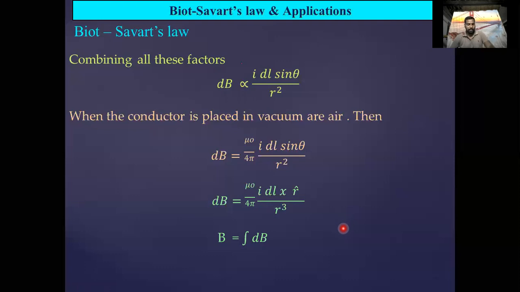straight and long current-carrying conductor. Another one is the magnetic field along the axis of a circular loop, and another one is the magnetic field induction due to the solenoid. Among these three, we have to explain only two in this video lesson.